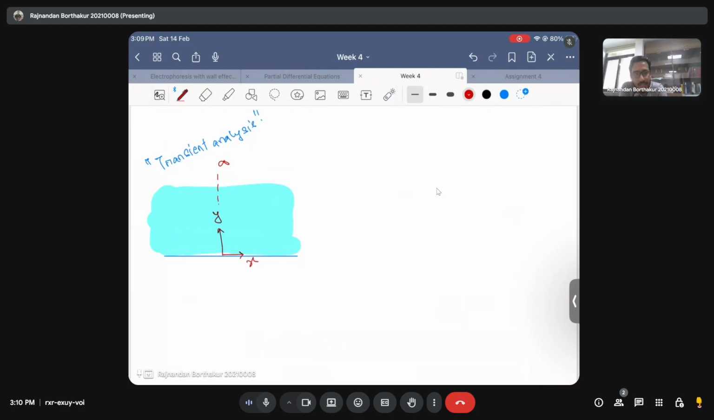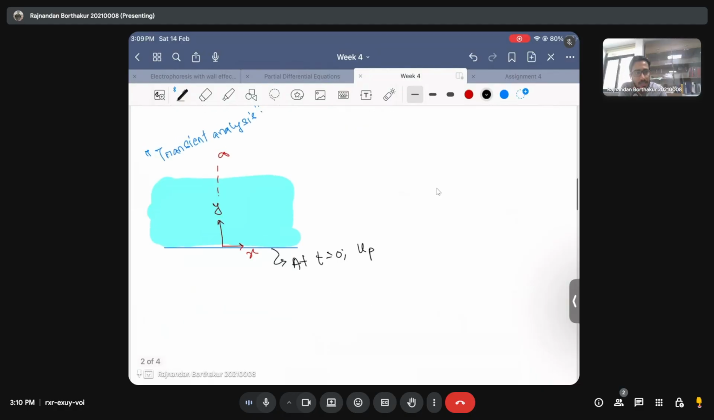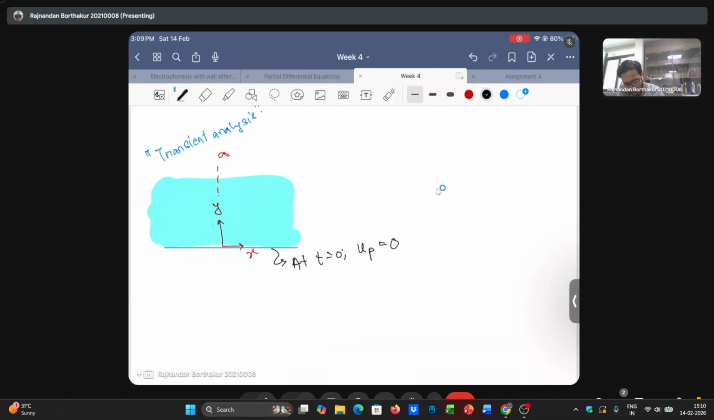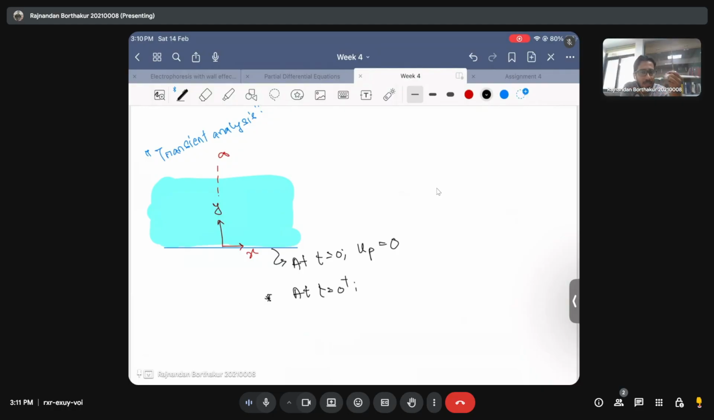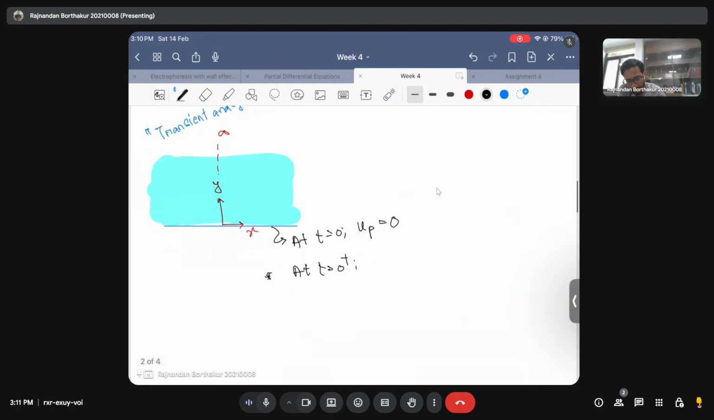Initially this fluid was at rest, and then you use the fact that at t equal to 0, the plate velocity, which we will call up, was 0, meaning there is nothing which can disturb the fluid. But at the very next time instance, that is t equal to 0 plus, when you actually turn your clock, you give the plate a prescribed velocity of, let's say, up naught in the z direction.